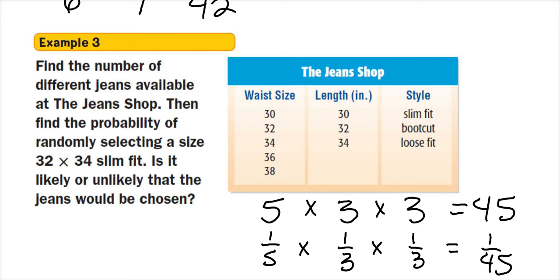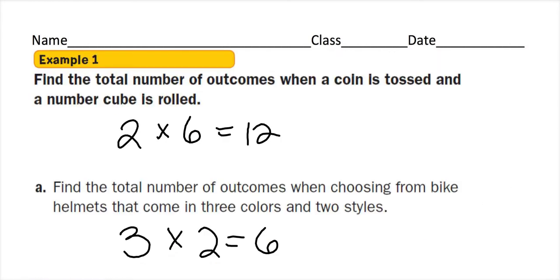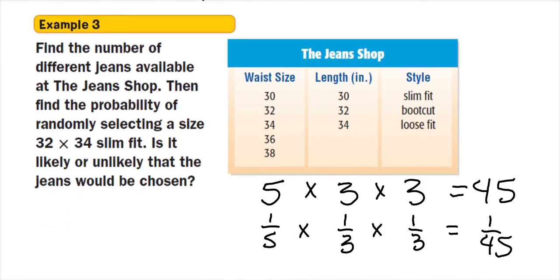Let me see if there's another one on the next page. Okay, let's take a look at this one. So 2 number cubes are rolled. What is the probability that the sum of the numbers on the cubes is 12? How likely is it that the sum would actually occur? Oh, I forgot to do the likely or unlikely. Sorry, let me back up to the last one. Sorry, you probably wrote it down.